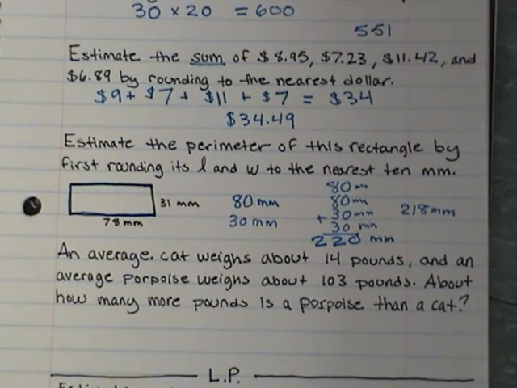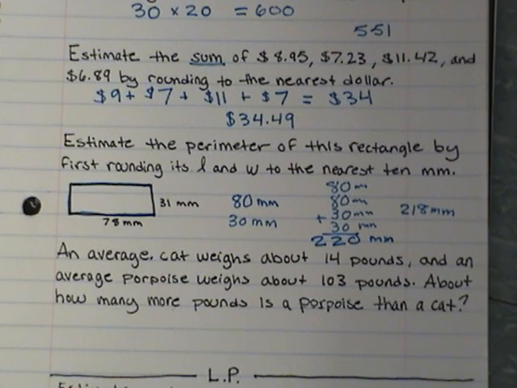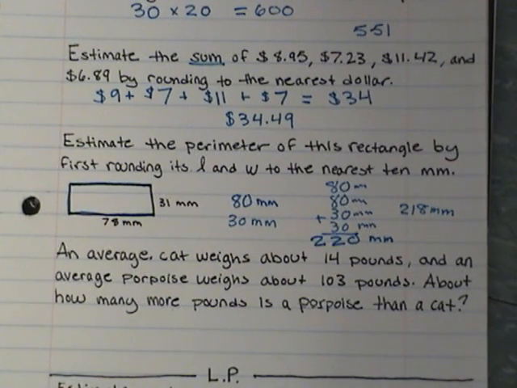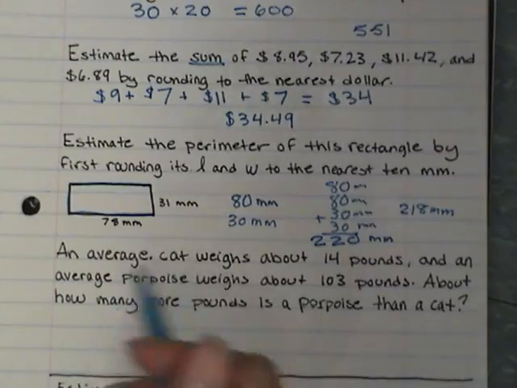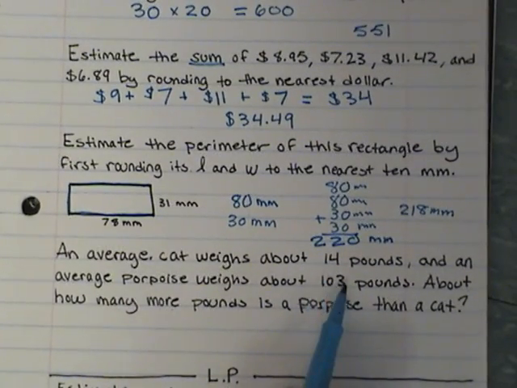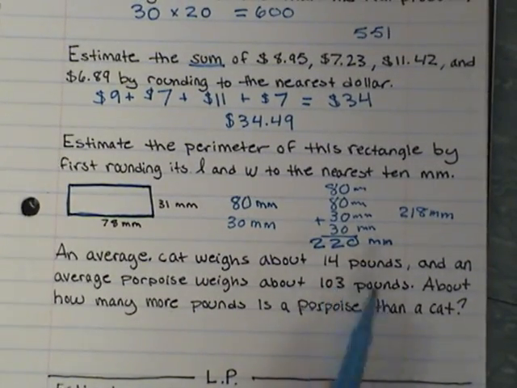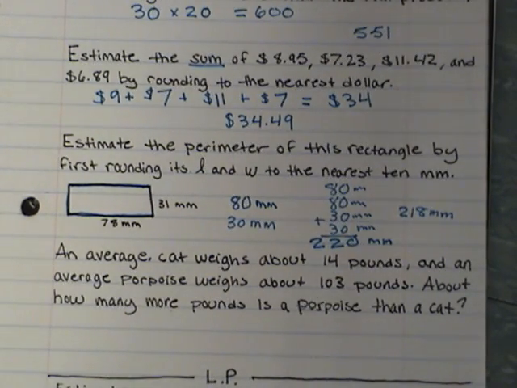An average cat weighs about 14 pounds, and an average porpoise weighs about 103 pounds. About how many more pounds is a porpoise than a cat? And if you want to know, a porpoise is kind of like a dolphin. So, this one, we're actually going to use compatible numbers. When we do this, we're trying to find numbers nearby that will fit with our problem. So what I'm seeing right now is I have 14 and I have 103. I'm going to make that 103 a 104 and keep the 14. So then I'm working with even numbers.